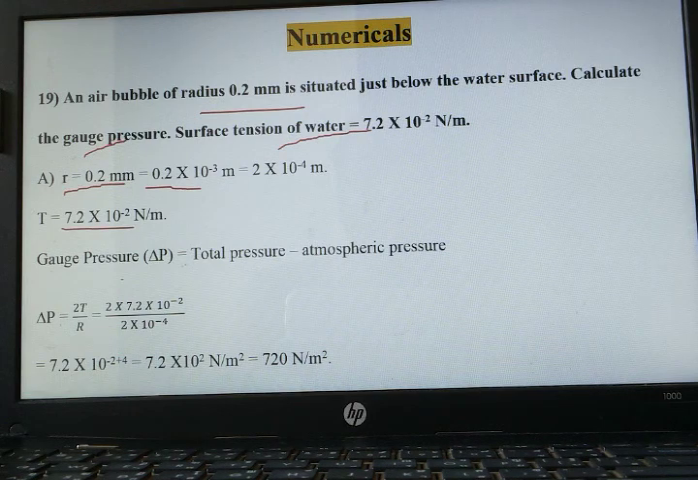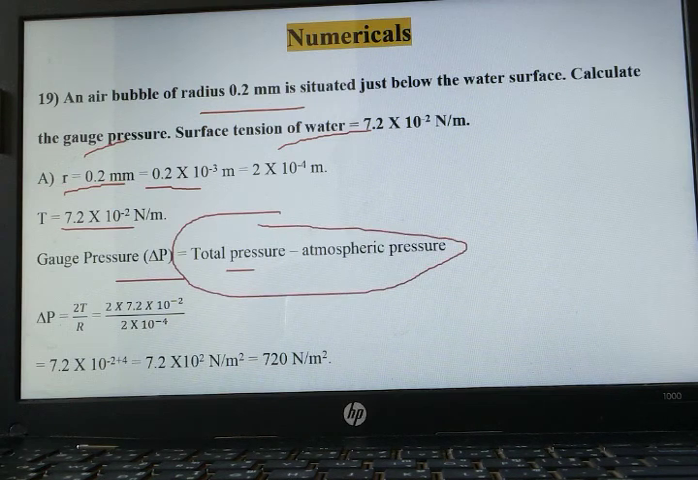Surface tension has been given. Gauge pressure can be written as total pressure minus atmospheric pressure. The difference between both of them gives us the gauge pressure. Gauge pressure can also be written by this formula, excess of pressure, that is 2T upon R. Tension we know, that is 7.2 into 10 raised to minus 2. Radius is what? Radius of the bubble, that is 0.2 mm. So it can be written as 2 into 10 raised to minus 4. This 2 will get cancelled.